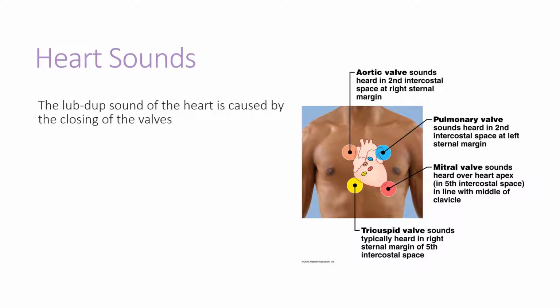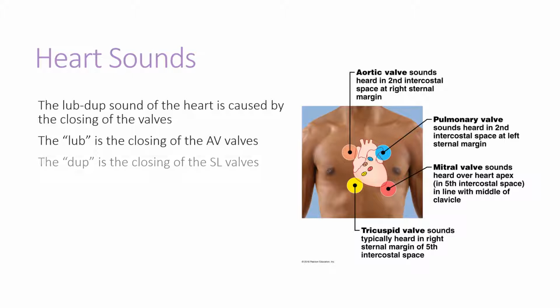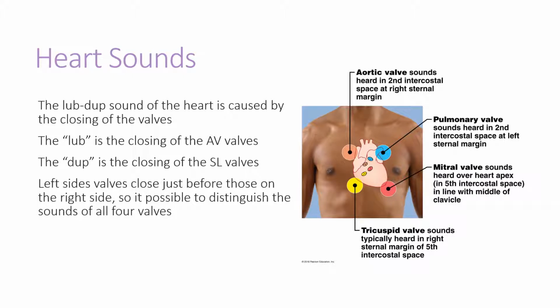The lub-dup sound that we usually associate with the heart beating is caused by the closing of these valves, the atrioventricular as well as the semilunar valves. The lub sound, the first sound, is the closing of the AV valves that separate the atria from the ventricles, while the dup sound is the closing of the semilunar valves that separate the ventricles from the major blood vessels they serve, like the aorta and the pulmonary trunk.